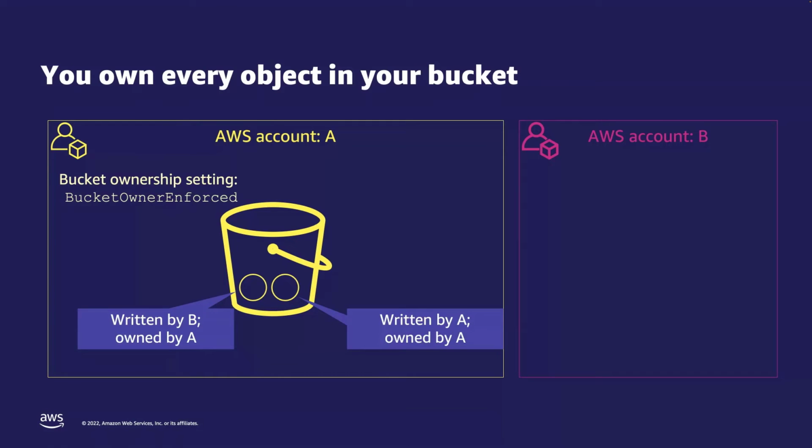As a part of account A, if you have bucket owner enforced as an ownership setting for your bucket, regardless of whichever account wrote to that bucket, for example, that object could be written by account A or by account B, they will always be owned by account A. And as a result, account A will continue to reserve the right of sharing access to these shared datasets, shared objects, using just bucket policies.